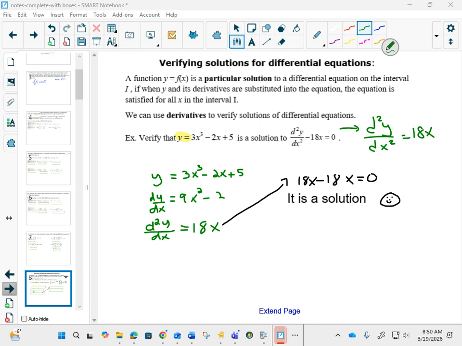You might even rearrange that one and go, oh, they're the same.